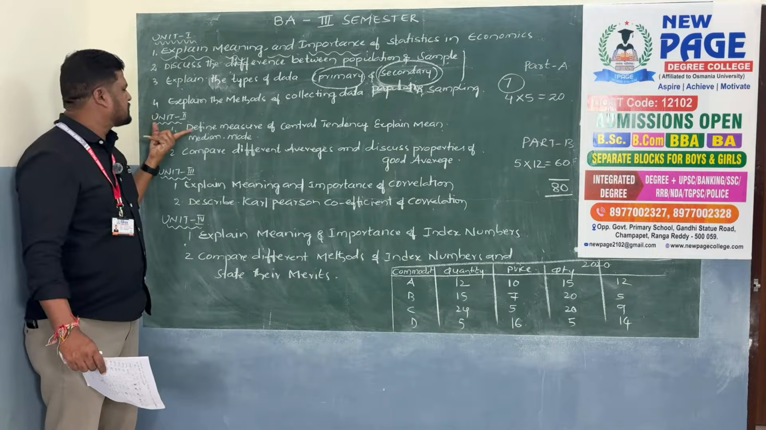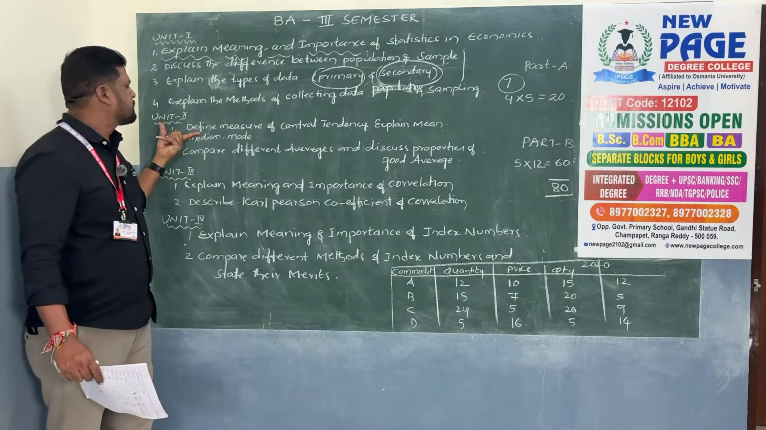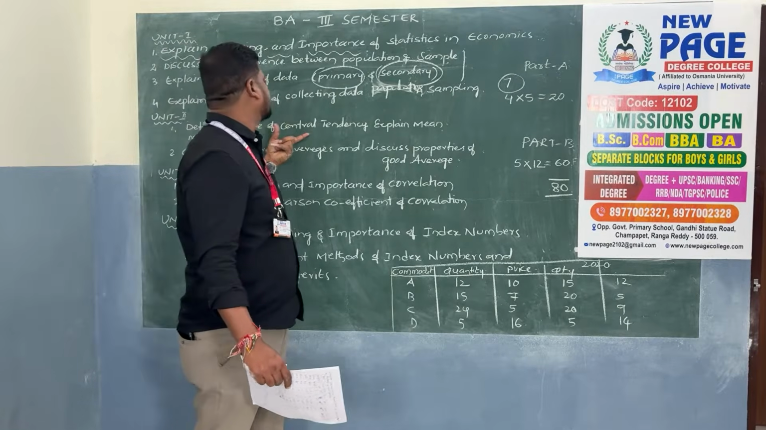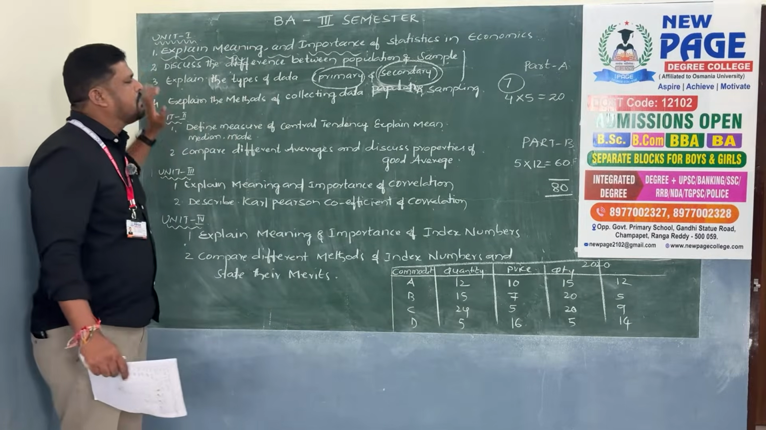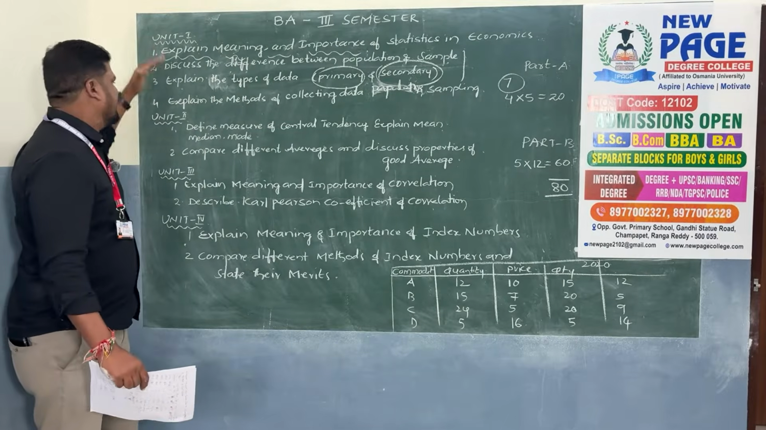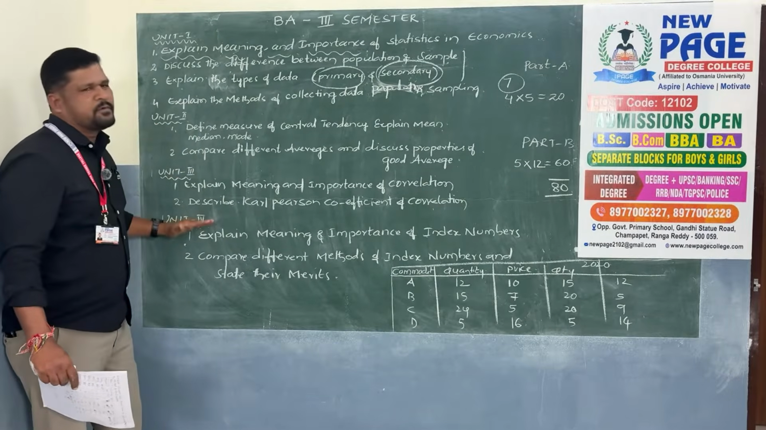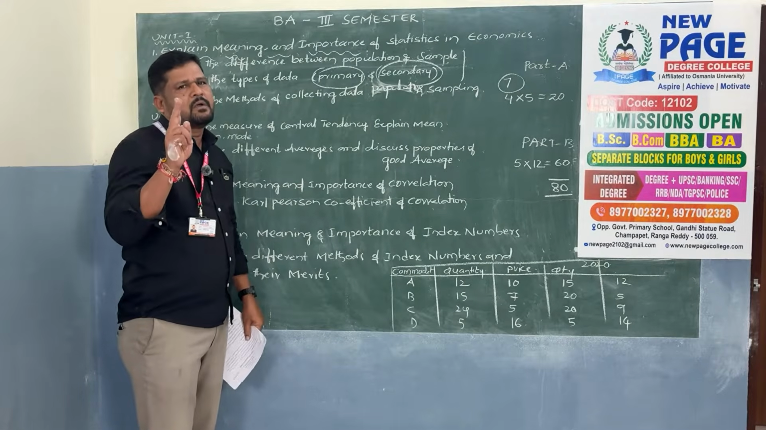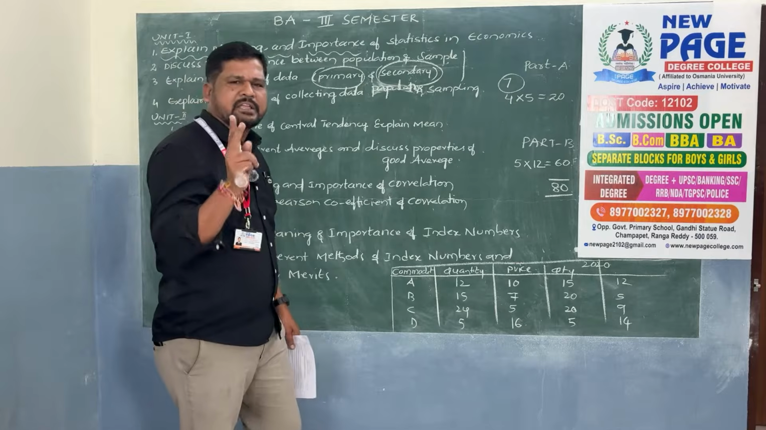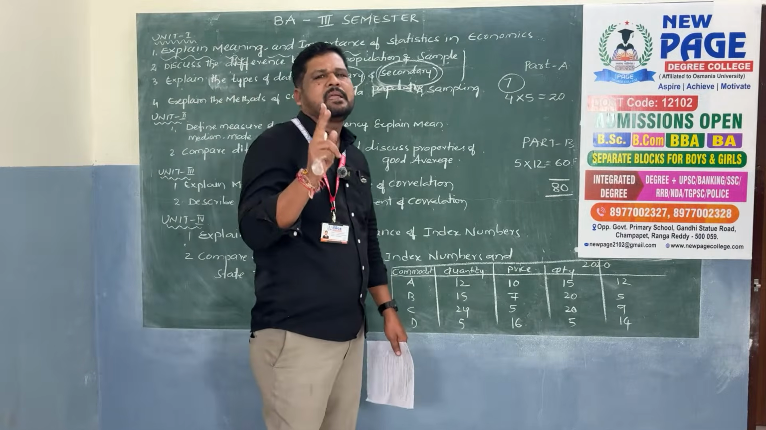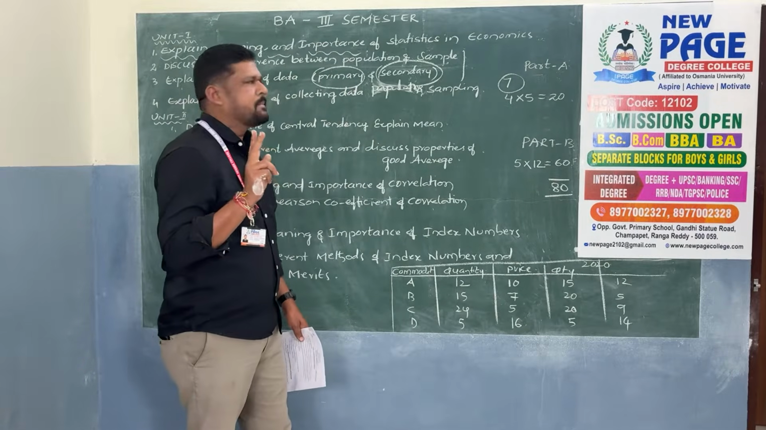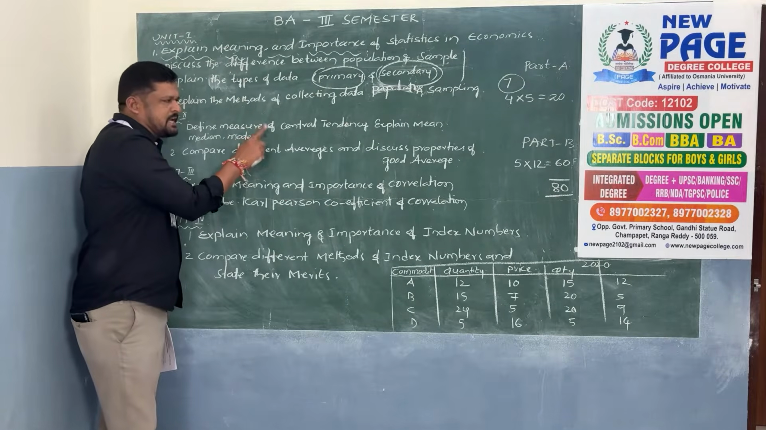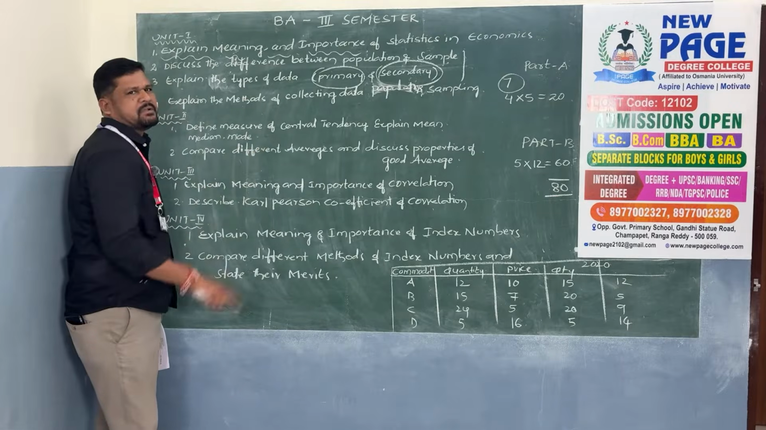In unit 2, the first long question: define measures of central tendency, explain mean, median and mode. In the second, third and fourth units, each unit is given two questions. One question will be a theory question and another will be a problem question. Remember this: in the second unit, one question will be a theory question, another a problem question.